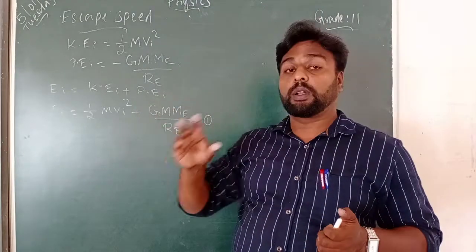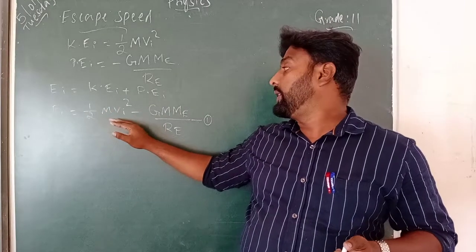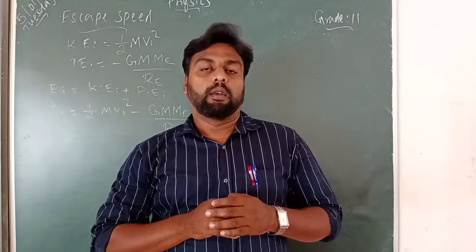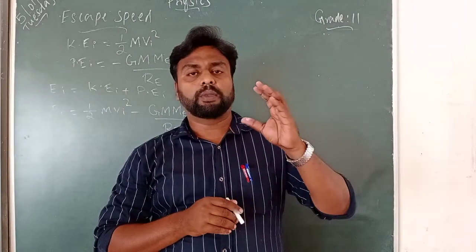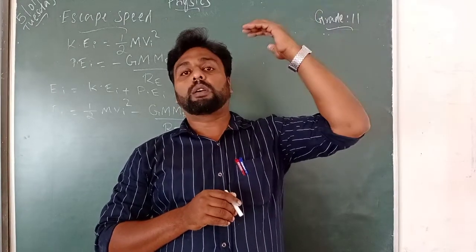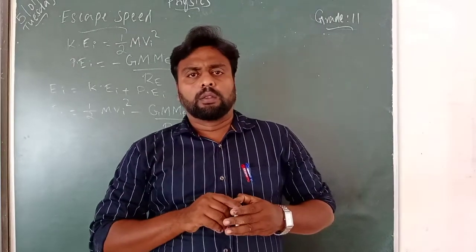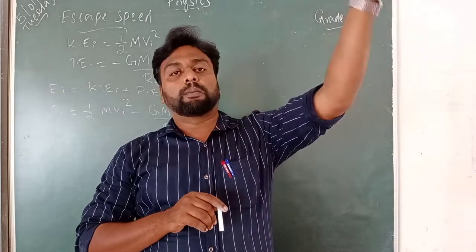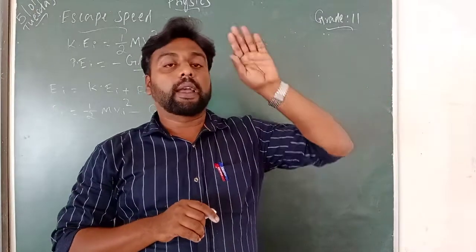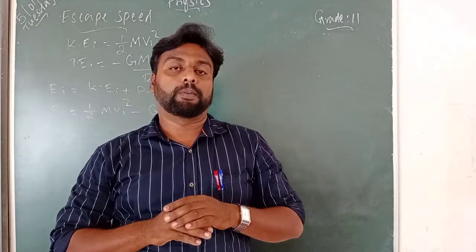When you are throwing an object upward, the total energy you get is half M V i square minus G M M_E by R_E. Now assume that you are throwing this object very far from our height, that is, you can keep it at infinity. It is at some place, so we can keep it as infinity. At this position, the kinetic energy is 0 and the potential energy is also 0.